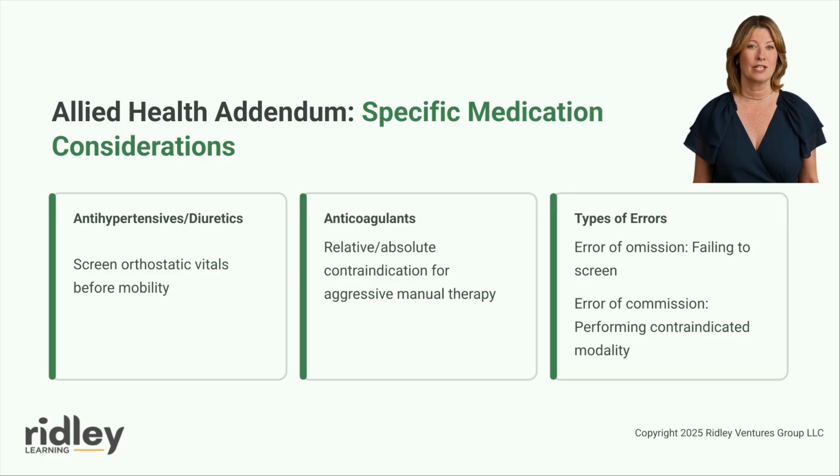Second, let's discuss anticoagulants and bleeding risk, which represents the manual therapy error. Patients on anticoagulants such as warfarin or Eliquis are at high risk of bleeding. The therapy contraindication is that this creates a relative or absolute contraindication for interventions like aggressive manual therapy, dry needling, or high-impact activities. The medical error can be either commission, meaning performing a contraindicated modality, or omission, meaning failing to modify the plan of care to elevate fall prevention as the primary goal.